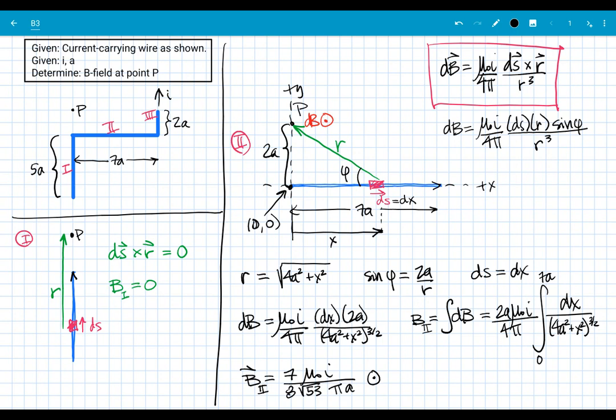Okay, so now let's look at segment 3. We have one more segment, and that is that 2A segment. And I'm just going to draw that out.